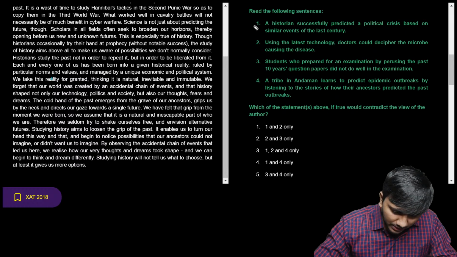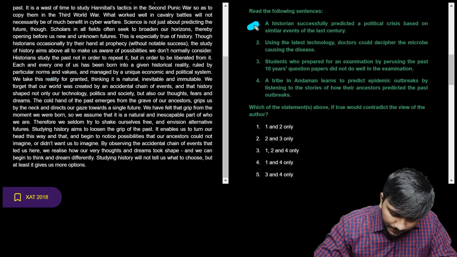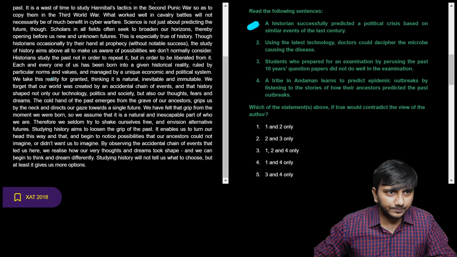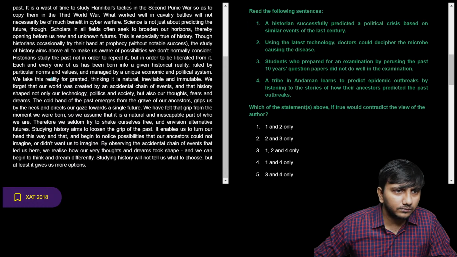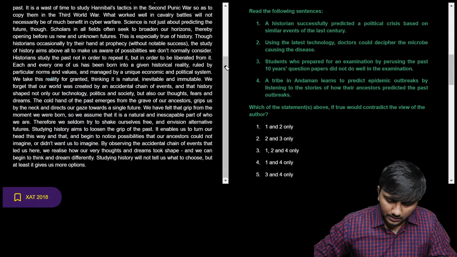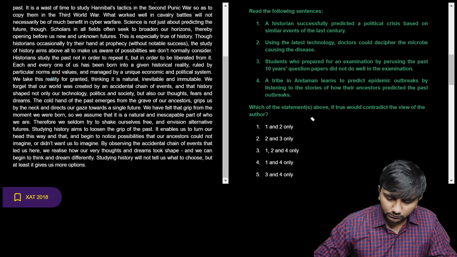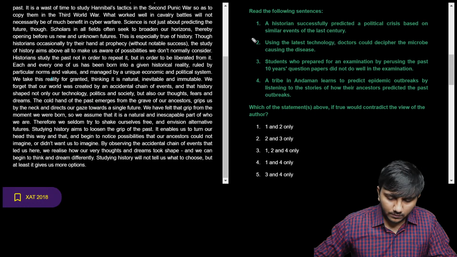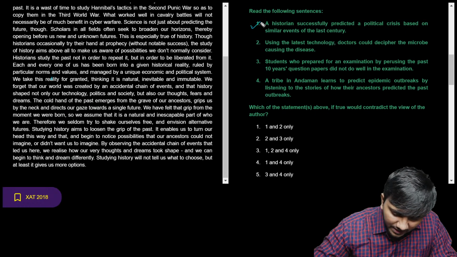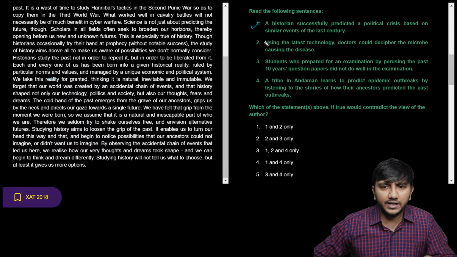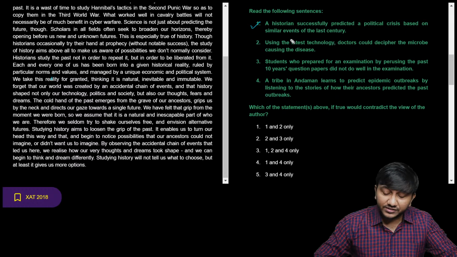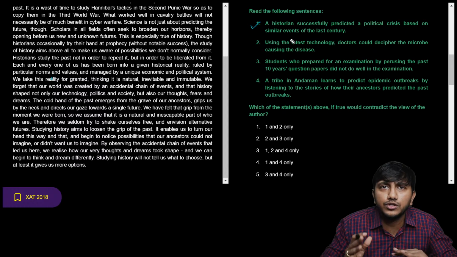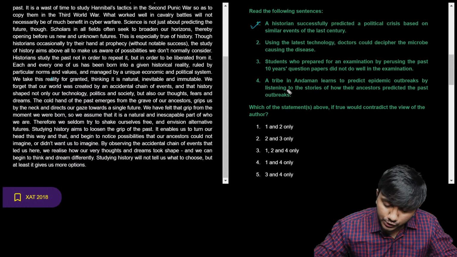So I should have 1 in my answer. Just give me a minute. Okay, so I should have 1 in my answer because it's definitely contradicting what the author is trying to tell. Because author says you cannot predict future from history, but a historian is doing it.